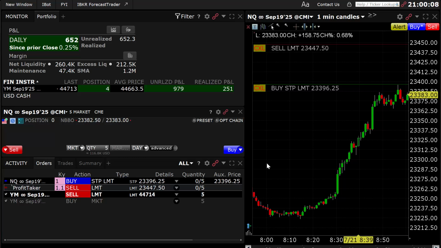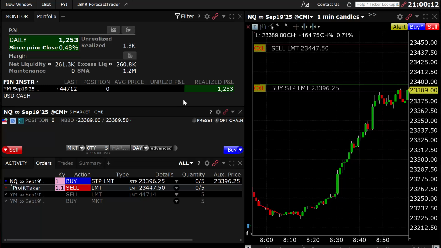Okay, and it gets me out of the YM right there. I'm out for 50 ticks. That was a 92% trade right there. We'll go take a quick look at the NQ, and take a look at the YM.